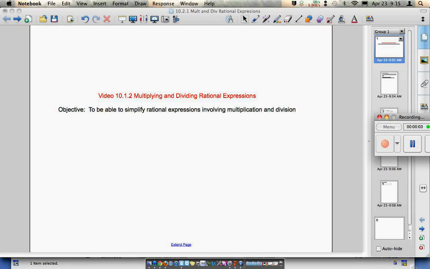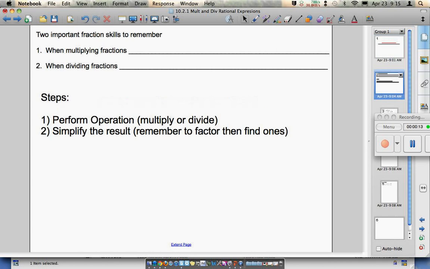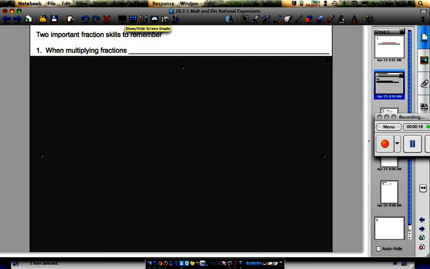This is video 10.1.2, and the goal here is to be able to simplify rational expressions involving multiplication and division. So you've been simplifying rational expressions, but now we're going to move on to dealing with ones that have multiplying and dividing. Here's a couple of important things that you need to remember. When multiplying fractions, it's as simple as multiply across top and bottom. So it's just one big multiplication problem across the top and bottom. And we'll see that in just a second.